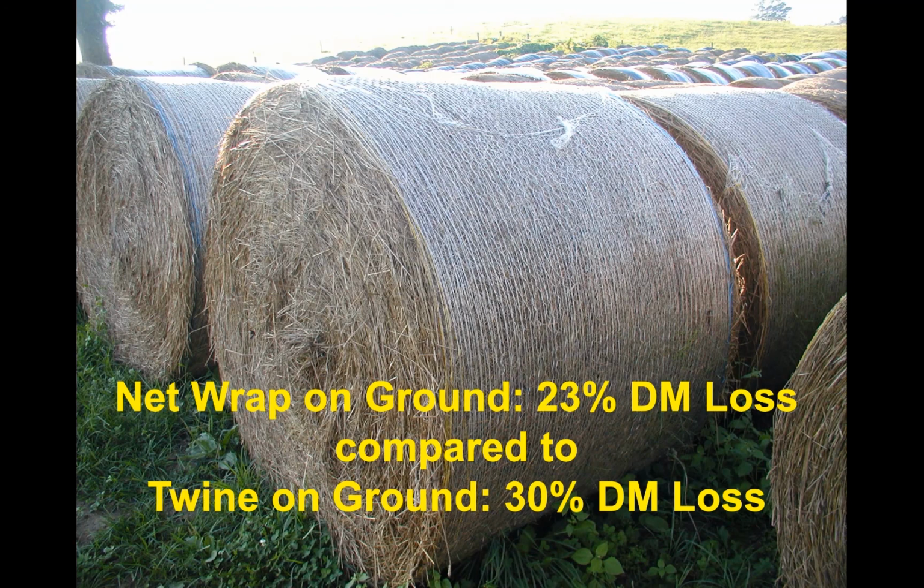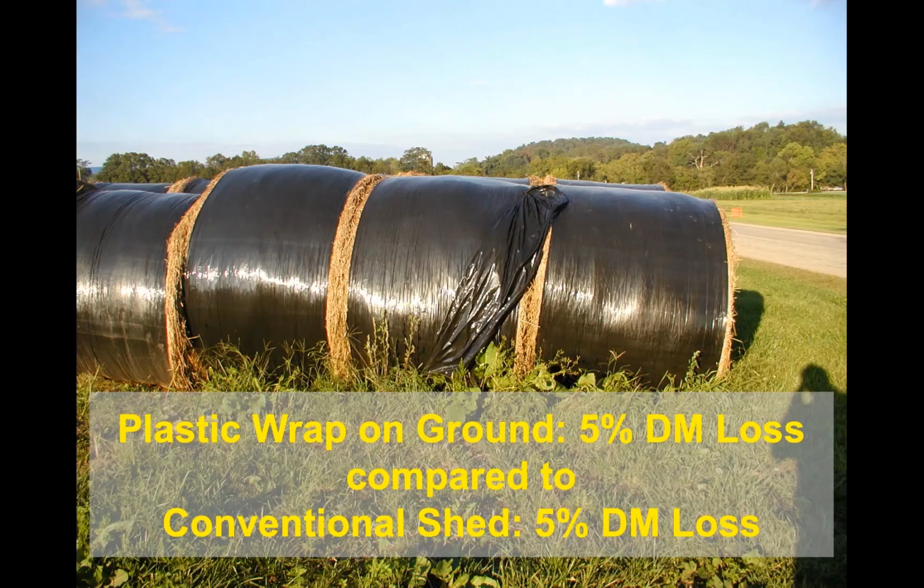In some of Mike's work, he looked at net wrap on the ground versus twine on the ground, and the net wrap had a little bit lower losses, but not as much as you would think. 23% dry matter loss versus 30% dry matter loss for twine on the ground.